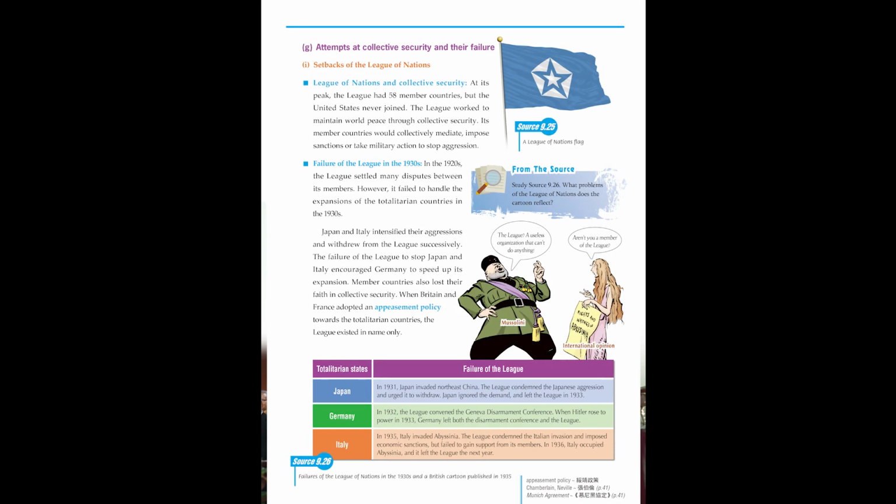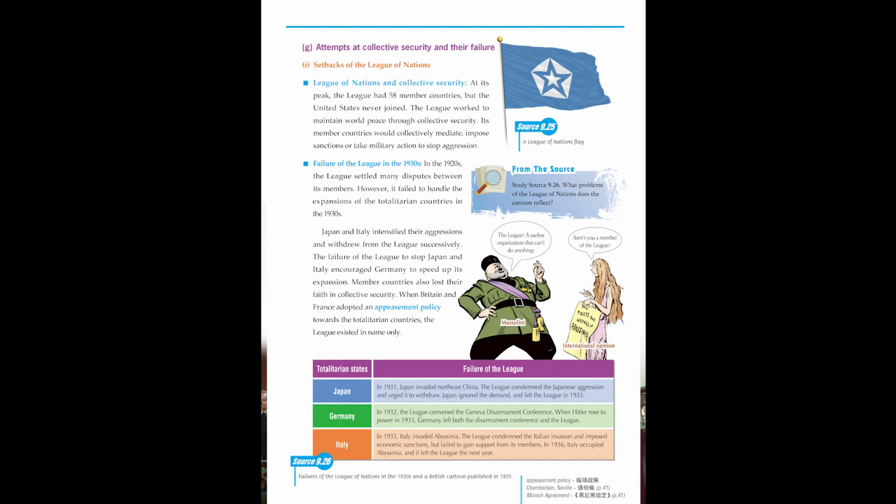Failure of the League. Japan. In 1931, Japan invaded northeast China. The League condemned the Japanese aggression and urged it to withdraw. Japan ignored the demand and left the League in 1933.